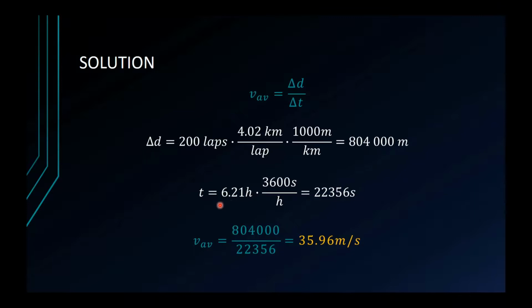The total time is 6.21 hours, and in each hour the magic number is 3,600 seconds. So when you do this math, you get 22,356 seconds. And of course, the average speed formula says take this number divided by this number, and you get your answer. So this is the speed that the driver has to maintain to make that new record, 35.96 meters per second.